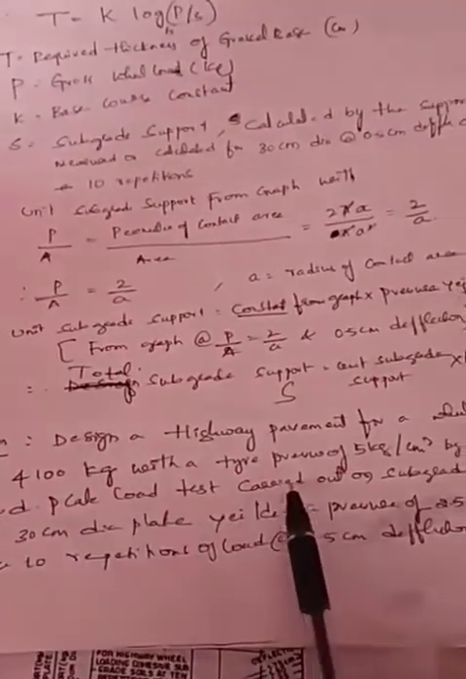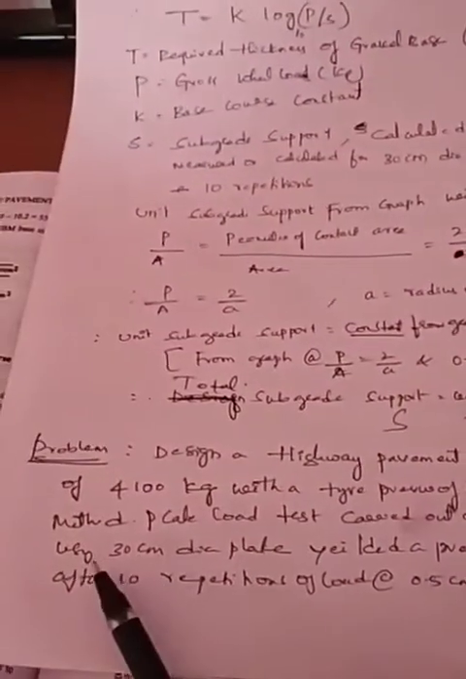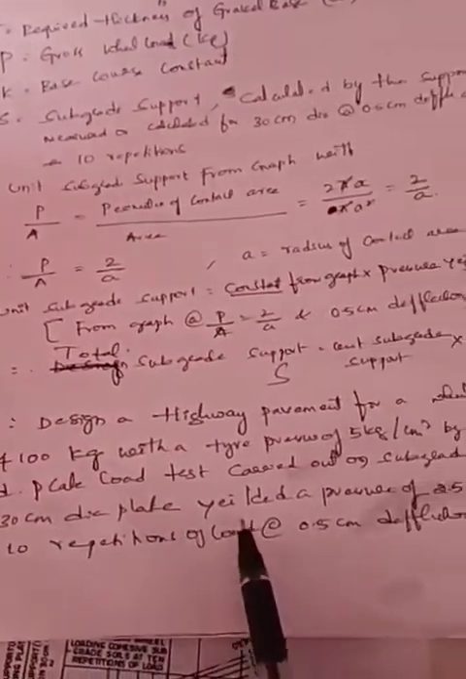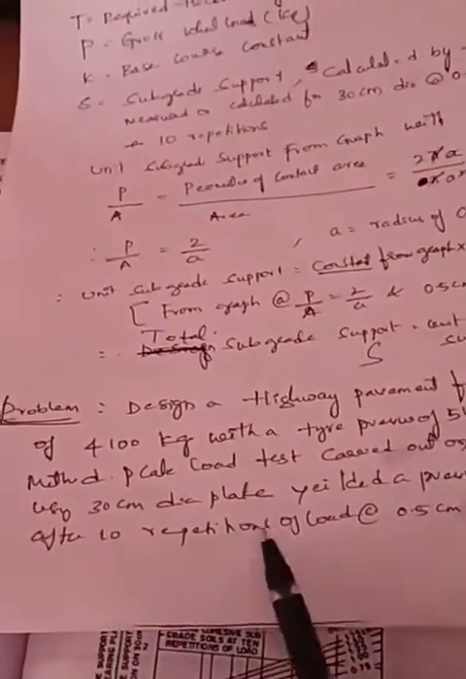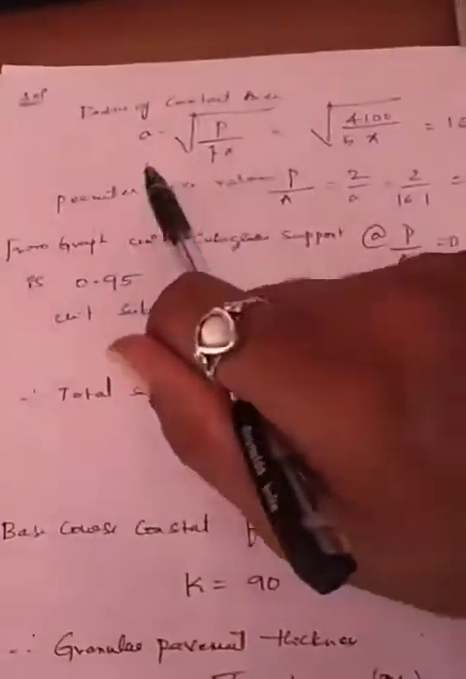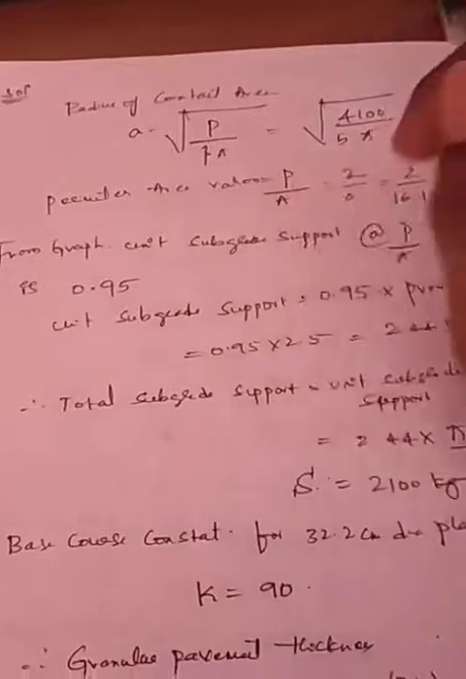Okay, so a plate load test carried out on a subgrade soil using a 30 cm diameter plate yielded a pressure of 2.5 kg per centimeter square after 10 repetitions of load at 0.5 cm deflection. So this is the data from the plate load test. Okay, so now we'll see about the problem. First we need to find out the radius of the contact area.